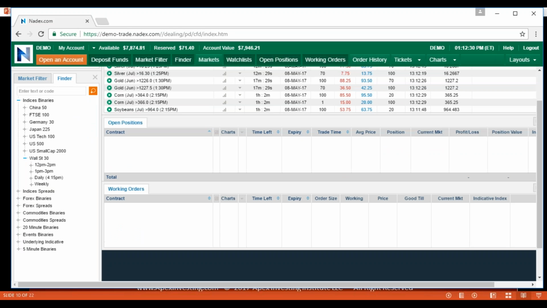For example, if we open the Wall Street 30, that is the Dow. As of right now, what are our options here? Well, right now we've got binary options that opened at 12 p.m. and they expire at 2 p.m. So we've got those two-hour binaries there. We've got some others that opened at 1 p.m. and expire at 3 p.m. So these are 2-hour binaries. As soon as 2 p.m. rolls around, these right here will be gone. The 12 to 2s will have expired, and then there will be a 2 to 4 in there.